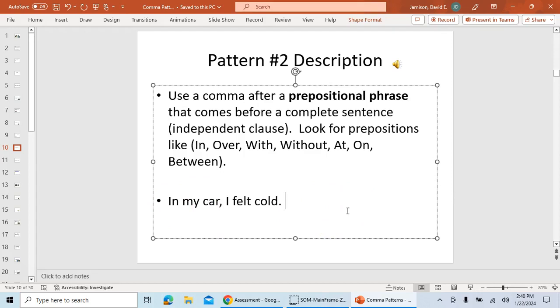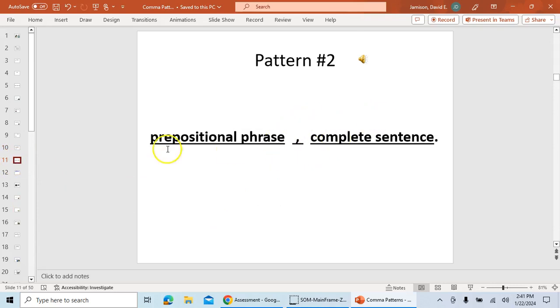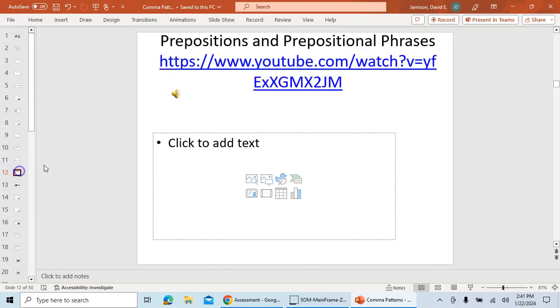Now, if we turn this around and we said, I felt cold in my car, then we don't need a comma. This is the natural way that you would write this sentence. This is the uncomplicated way. And so it doesn't require a comma. If you want to have the in the car part first, then you need a comma separating those two. Prepositional phrase, comma, complete sentence, like we said before.